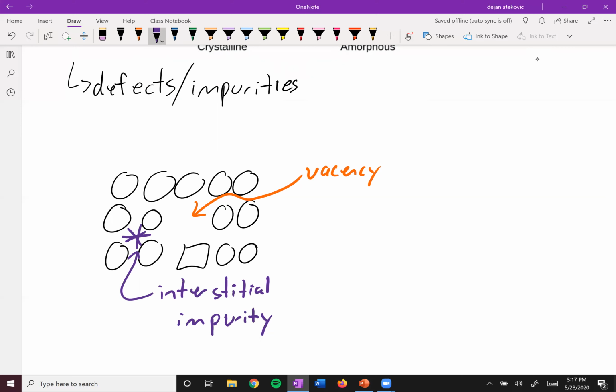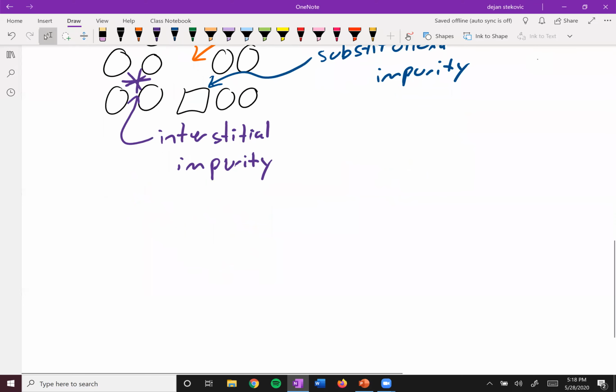And so this defect, it's something that's not supposed to be there, but it's in between the sites of where your solid is occupying, right? So there's supposed to be nothing there, but there is something there. And then finally, we have this square here. This is what's known as a substitutional defect or impurity. And so, right, a circle is supposed to be there, but instead a square is.